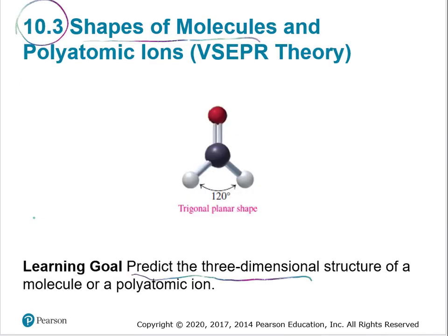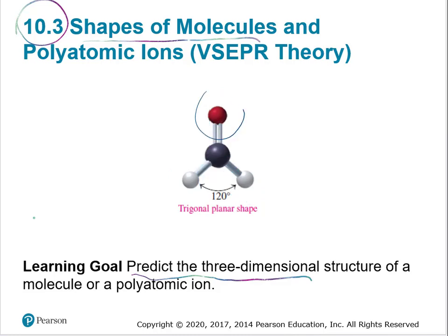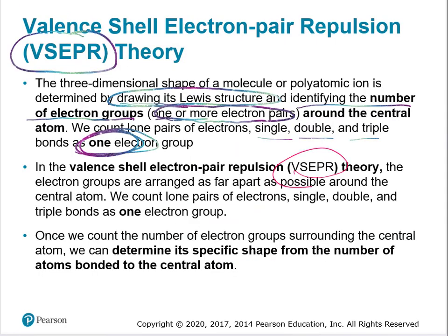In this picture, there's 1, 2, 3 things around this central atom. It doesn't matter that this is a double bond. It still counts as one thing. So how many domains is another thing that we can call it. In the VSEPR theory, the electron groups are arranged as far apart as possible around the central atom.